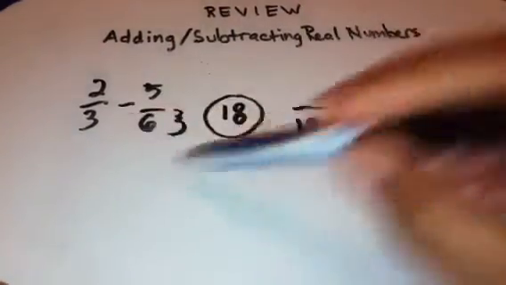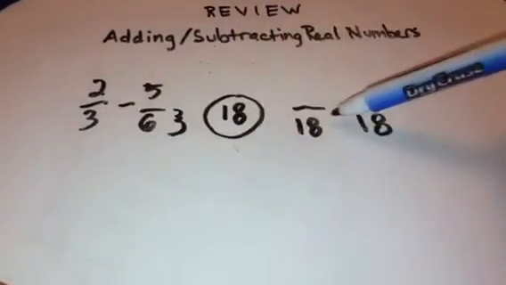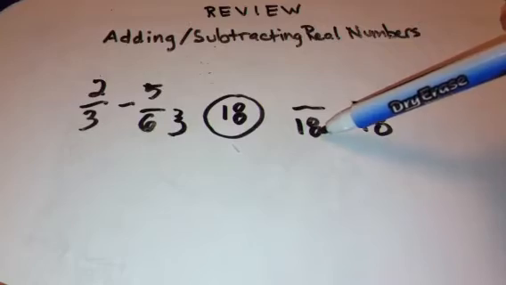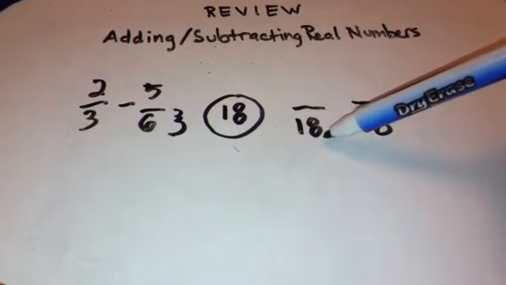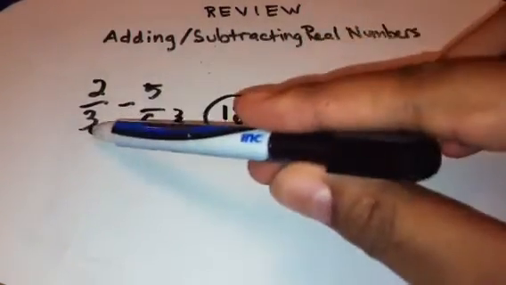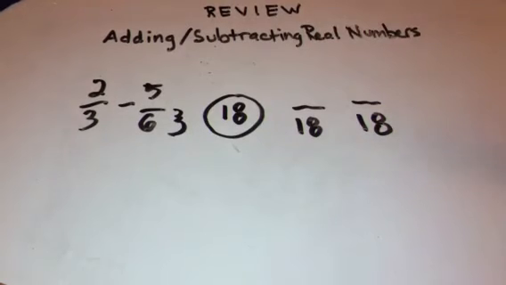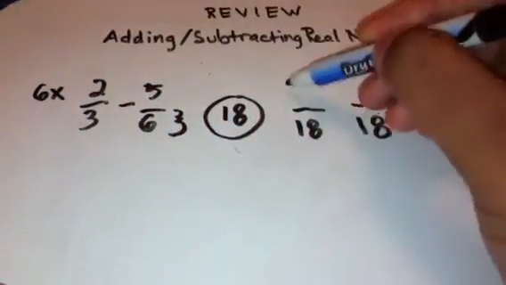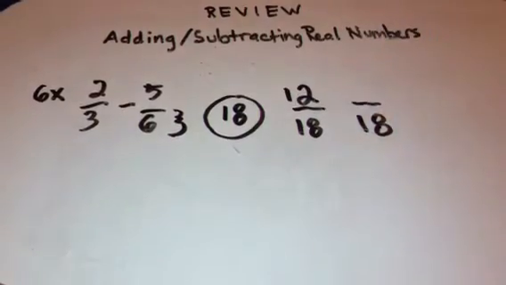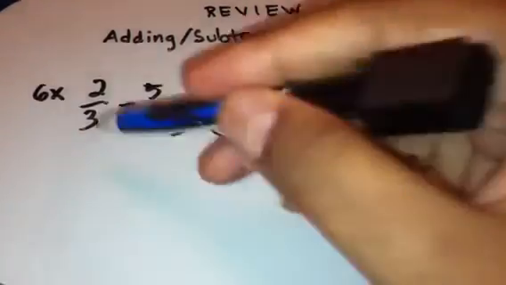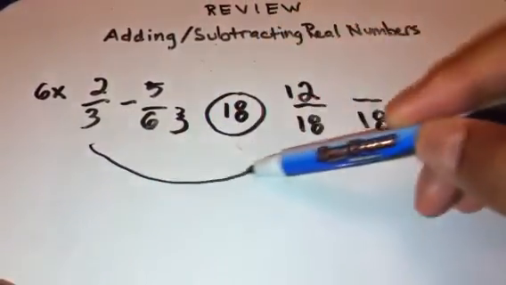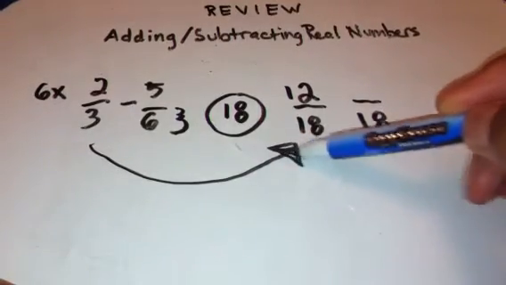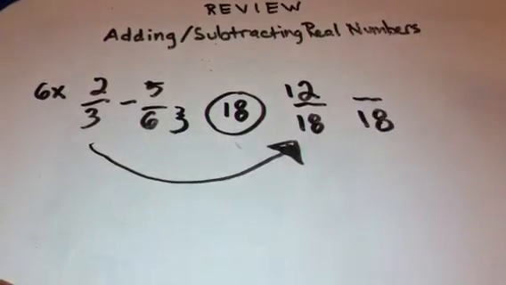So this is our first fraction with the new denominator. The old denominator was 3. So what times 3 is 18? Well, 6 times 3 is 18. So we multiply that 6 times the numerator, and our new numerator is 12. So 2/3 becomes 12/18 for the purpose of this problem.